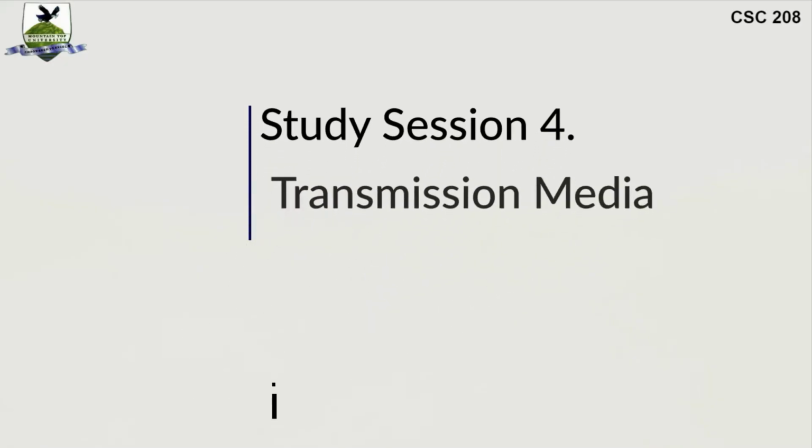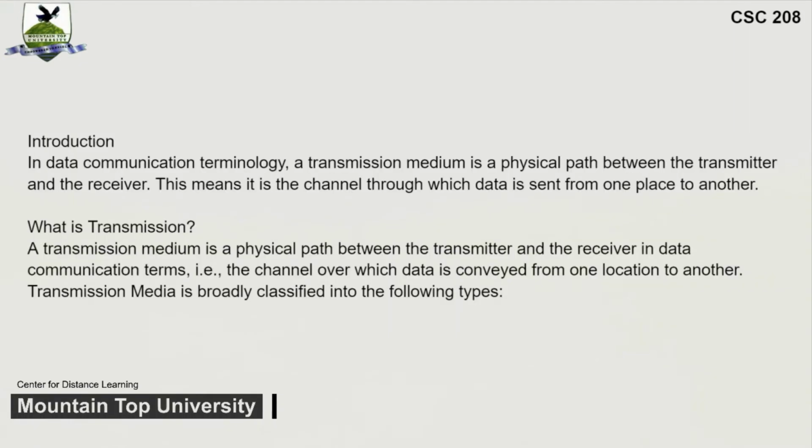Study Session 4. Transmission Media. Introduction. In data communication terminology, a transmission medium is a physical path between the transmitter and the receiver. This means it is the channel through which data is sent from one place to another. What is transmission? A transmission medium is a physical path between the transmitter and the receiver in data communication terms, i.e., the channel over which data is conveyed from one location to another.